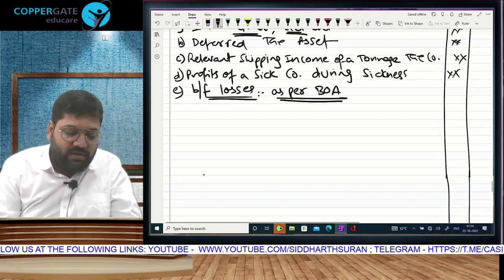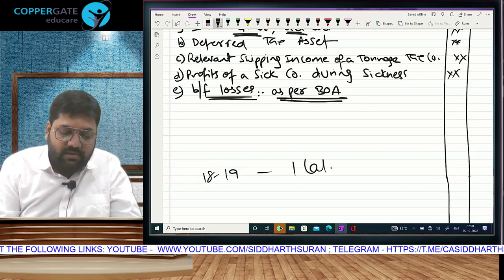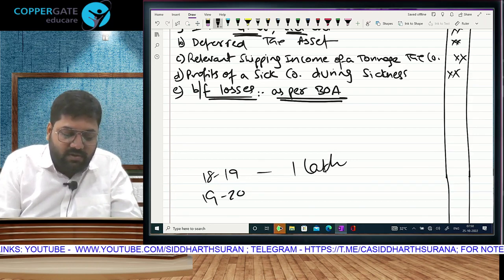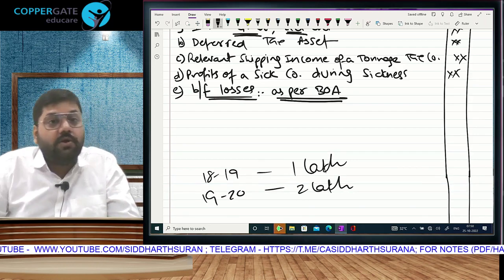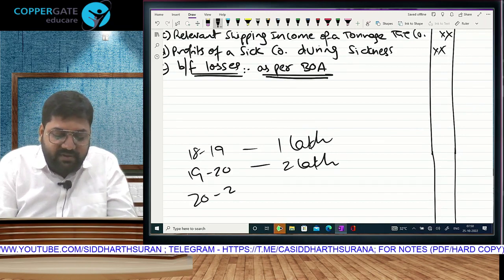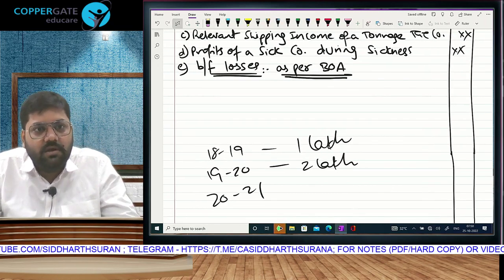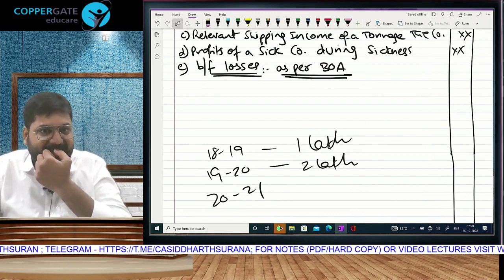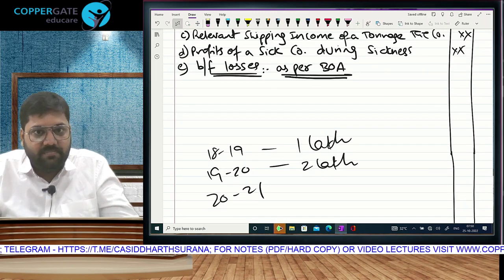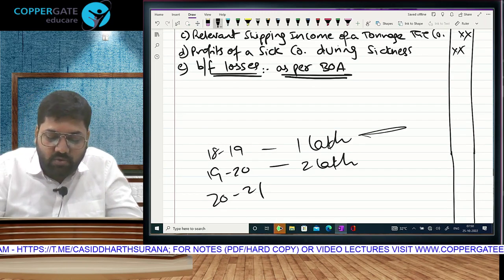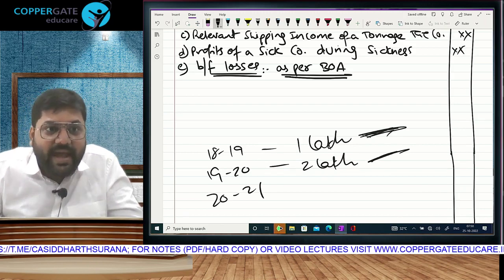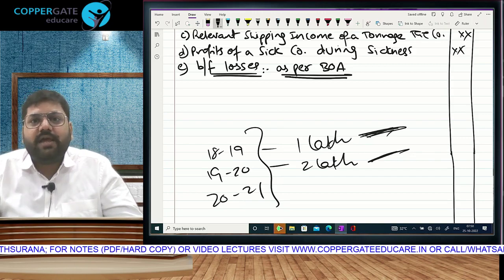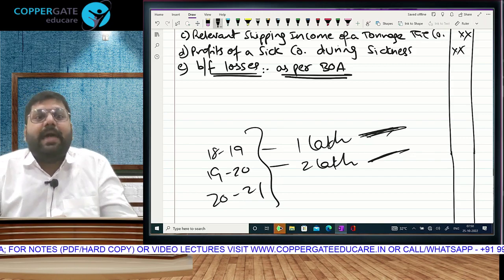Listen. You suffer a loss in 18-19, 1 lakh rupees. That is your loss as per tax. Listen carefully. Then you suffer another loss in 19-20, 2 lakh. Loss as per tax. In 20-21, what is your brought forward loss? 3. But that is 1 lakh of 18-19 and 2 lakh of 19-20. If at all you get any profit for adjustment, you do this first, then this. So, in tax, we have to maintain identity of losses on a year-on-year basis because after a certain number of years, the losses will lapse.